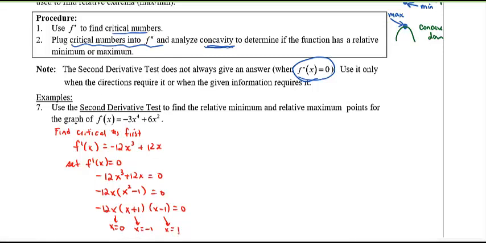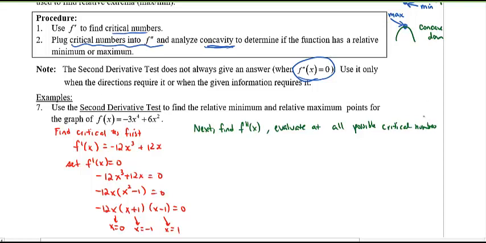I can do that number line for the first derivative, but this time, wait, I told you to use the second derivative test, so guess what I need to do first? Next, find the second derivative, and then evaluate at all possible critical numbers. So, here's my first derivative.